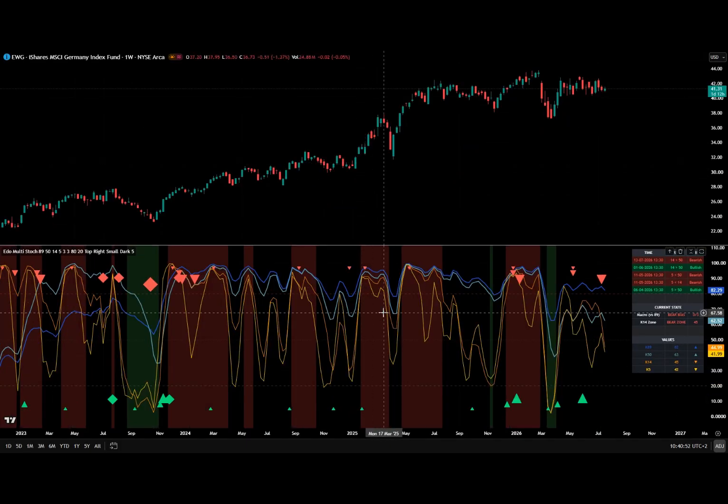In practice you are looking for one of 2 pictures, alignment or divergence. Alignment is when the 4 lines travel together in the same direction. The reading is clean, and the move usually has continuation. Divergence is when they disagree, and that is where you slow down. On the Germany ETF the macro is at 82 while the fast lines are down in the 40s, the structure is still up, the short term has already rolled over. Neither picture is a signal. They tell you how much agreement there is behind the move you are looking at.